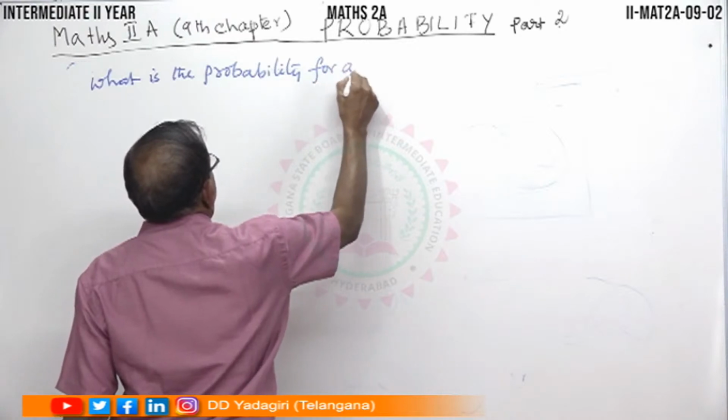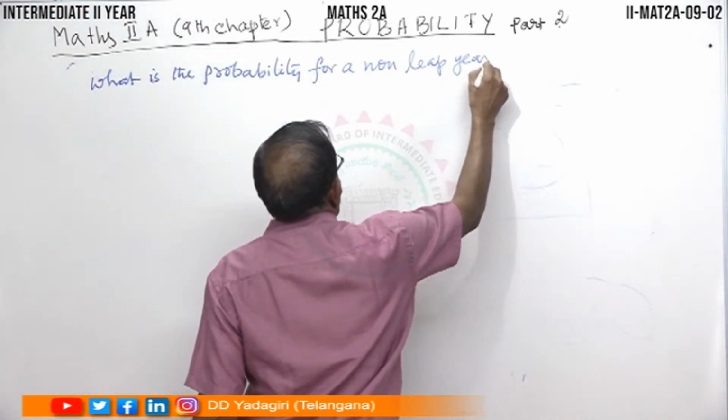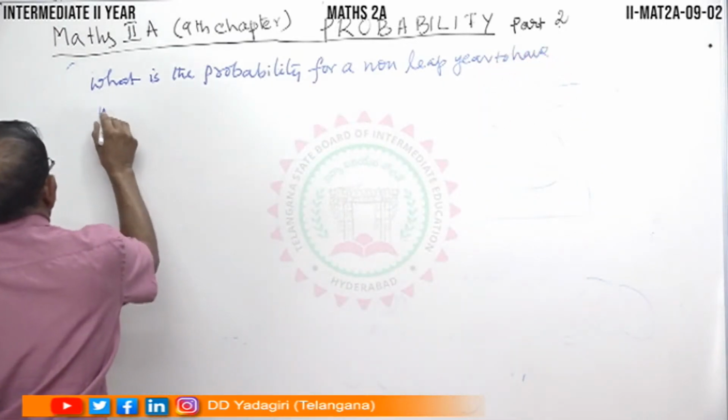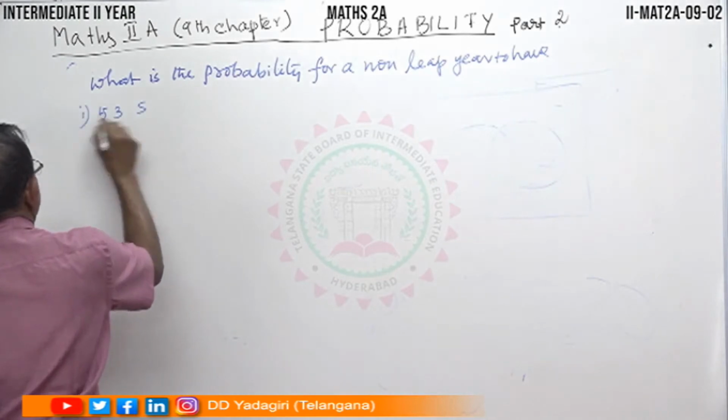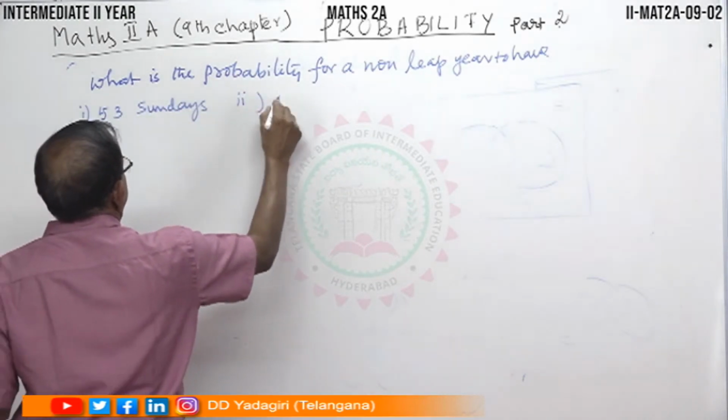What is the probability for a non-leap year to have 1. 53 Sundays, 2. 52 Sundays?